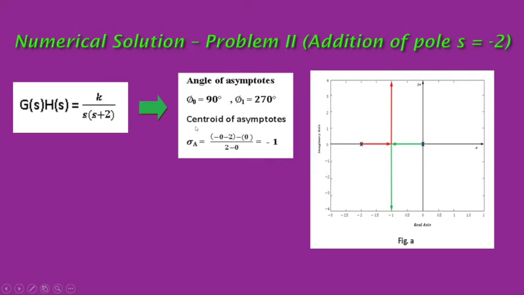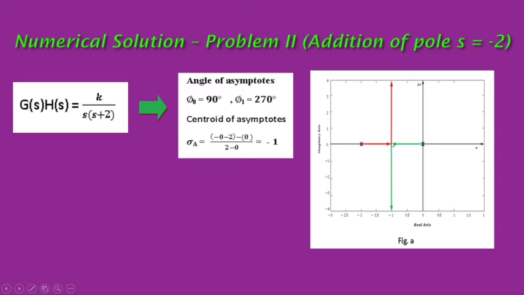Then calculate the centroid of asymptote. Sigma A equals summation of poles minus summation of zeros divided by P minus Z. So minus 0 minus 2 minus 0 divided by 2 minus 0. Then this value is minus 1. That is, minus 1 is the centroid of asymptote.